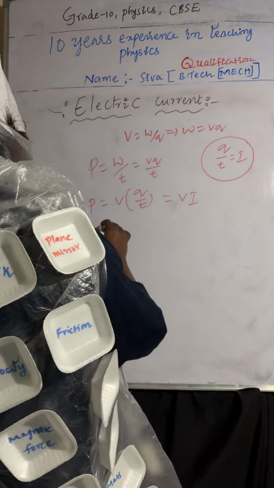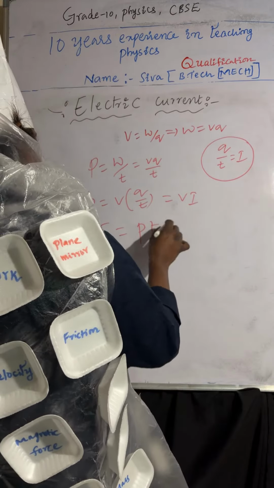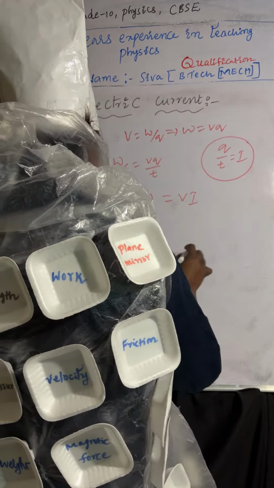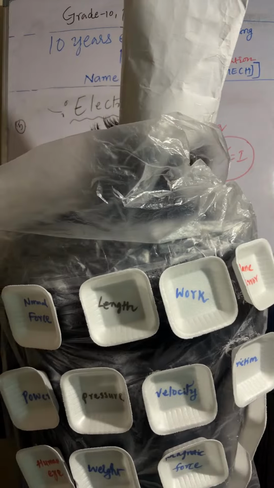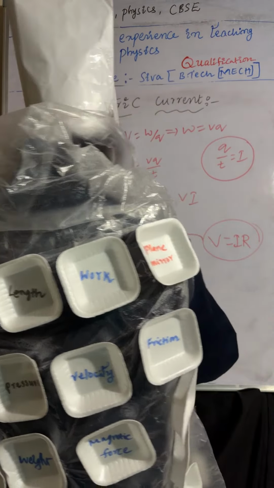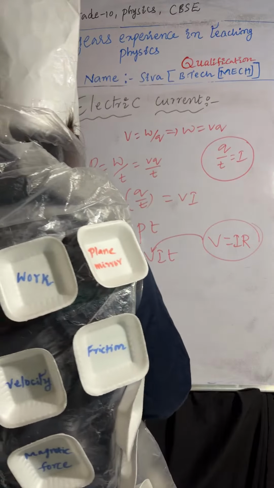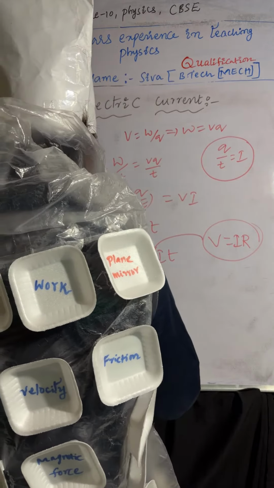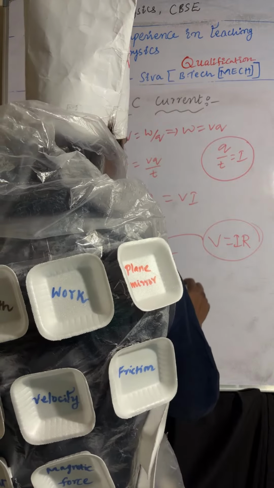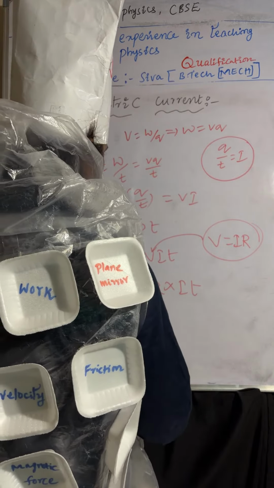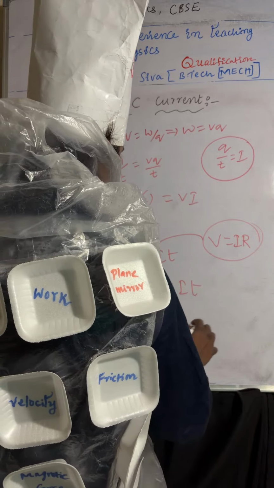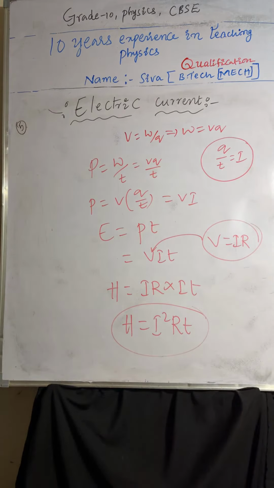We know electrical energy is given by P into T, that is VI into T. We know V equal to IR; you have to substitute in the place of V. Then you will get H, heat produced in the conductor, equals I square RT. Heat produced in the conductor is directly proportional to square of current, directly proportional to resistance, and directly proportional to time.